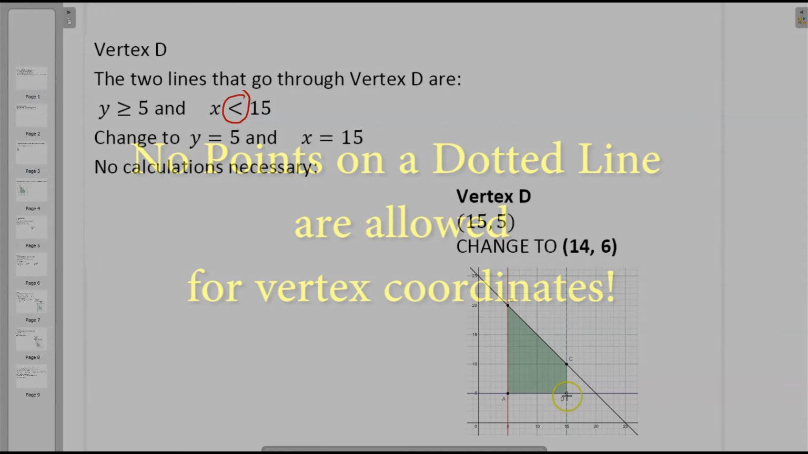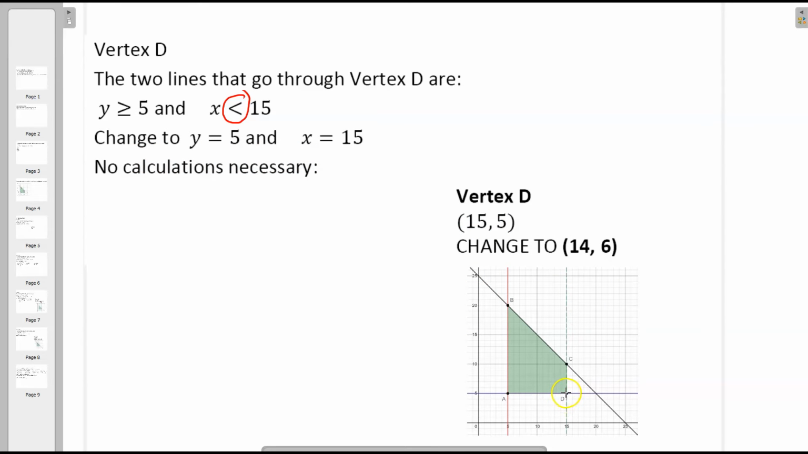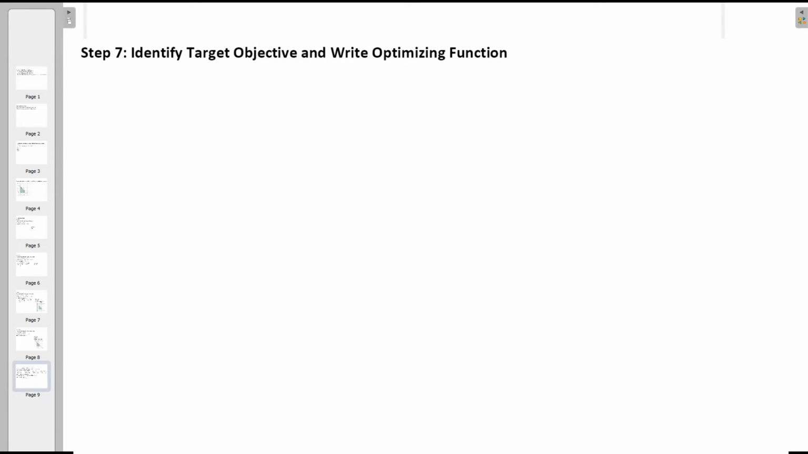With an intersection with a dotted line, we can't pick a point that is exactly on the line. So we need to go to a point that's nearby. In this case, we're just going to back up. We could move over to 14, 5, or we could go to 14, 6, as long as we're staying within the polygon of constraints and are very close to the vertex D. So we've determined all of the vertices. We've got coordinates x and y for each of the vertices.